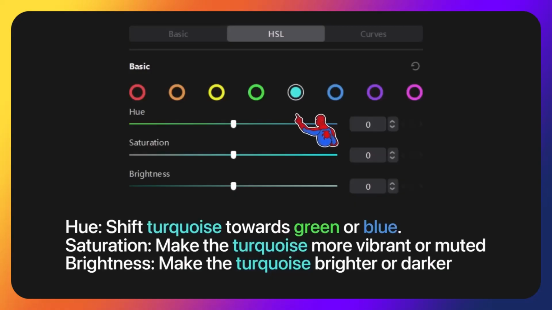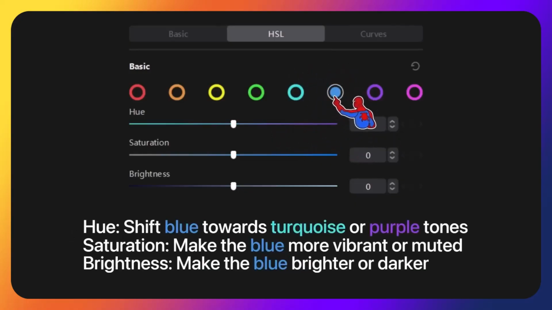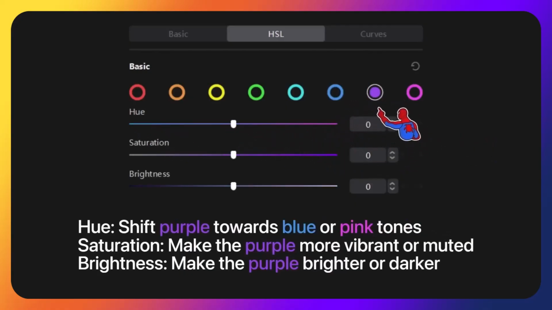Now moving on, we have turquoise, and again, you slide it to the left, it's going to make turquoise look more green. You slide it to the right, it's going to make turquoise look more blue. And the same goes for light blue. You slide it to the left, it's going to make it look more turquoise. Slide it to the right, it's going to look more purple. And the same goes for purple and pink.